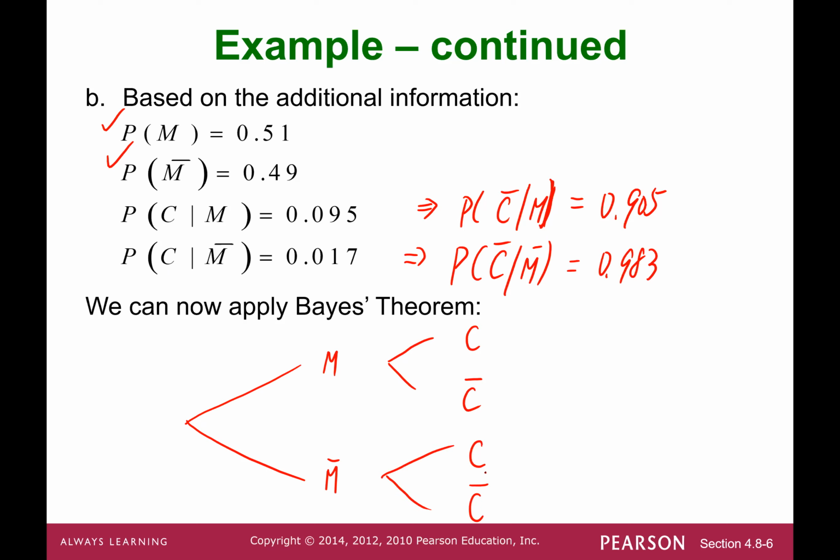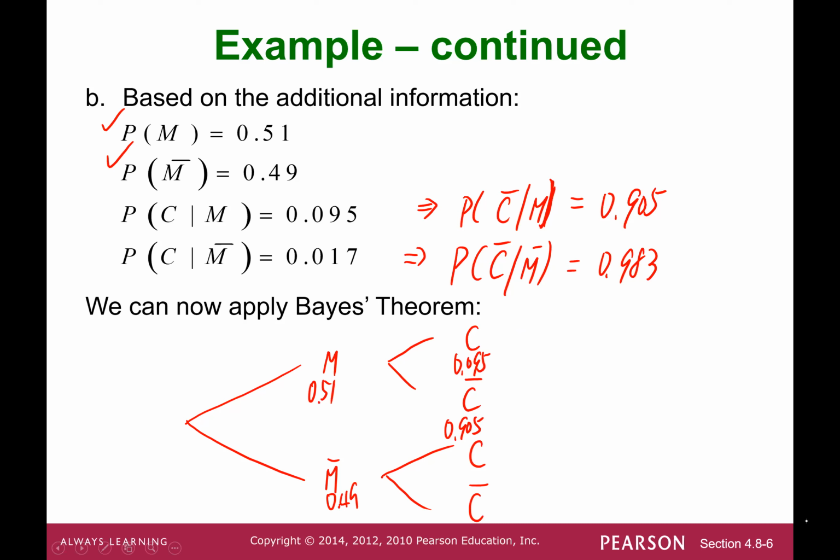Okay, now we just put on the numbers. Male, we know it is 0.51. Female is 0.49. All the males who smoke cigars is 0.095. That's the probability associated with it. Not smoking cigars is 0.905.